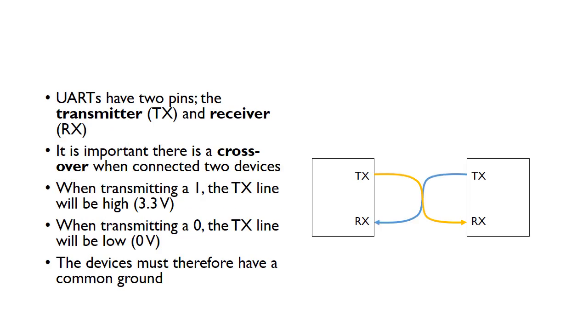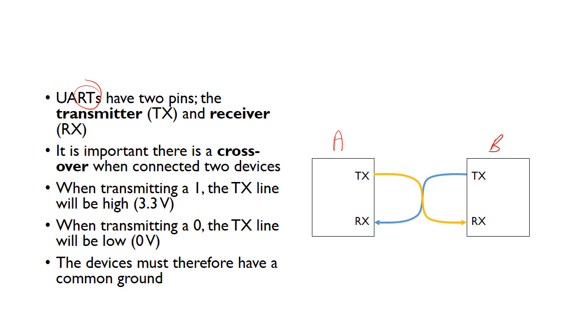So a UART has two pins. It's got a transmitter pin, so I often use TX to denote that, and a receiver. So this is obviously where RT comes from. So it's a receiver and a transmitter. When you connect up devices, it's very important that you put a crossover. The TX of one device, that's transmitting data, has to go into the receiver on the other side, and the same with the receiver. If we call this device A and device B, the receiver of device A connects up to the transmitter of device B.